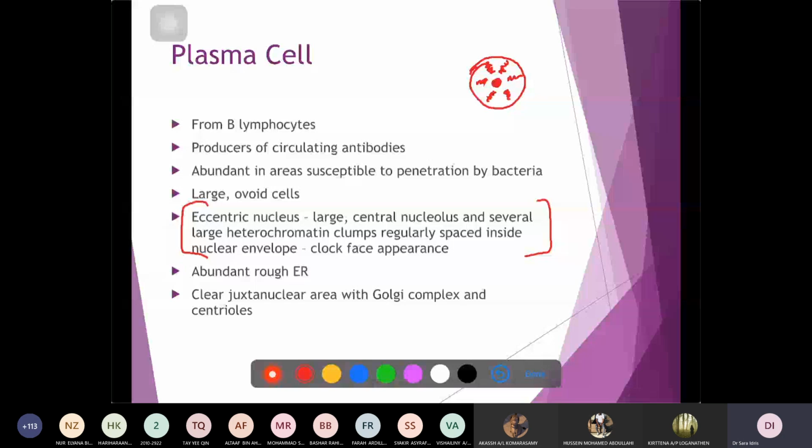Plasma cells also have a lot of rough ER. That means there is a lot of protein synthesis occurring, and what the protein synthesizes is your antibodies.